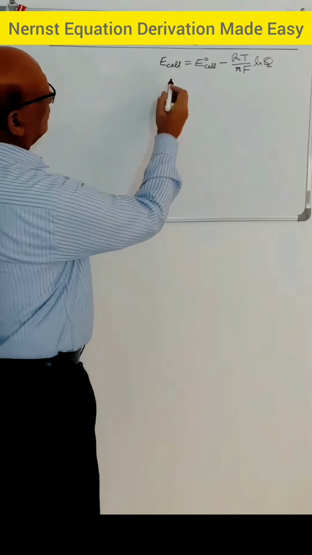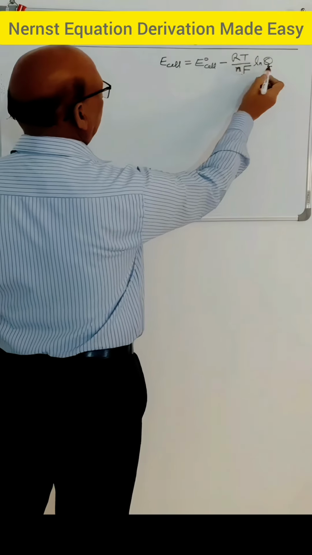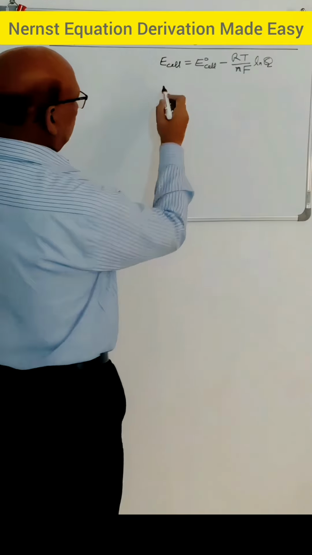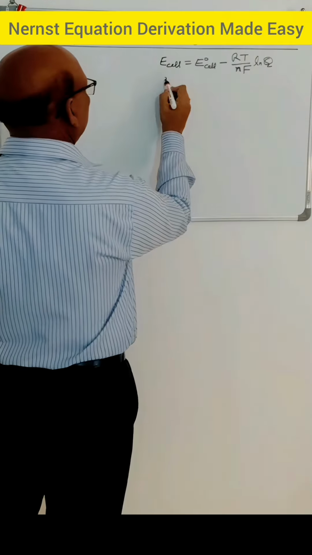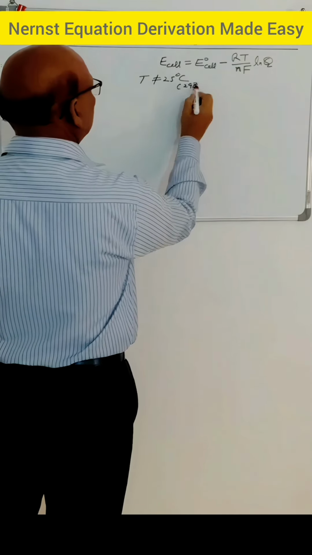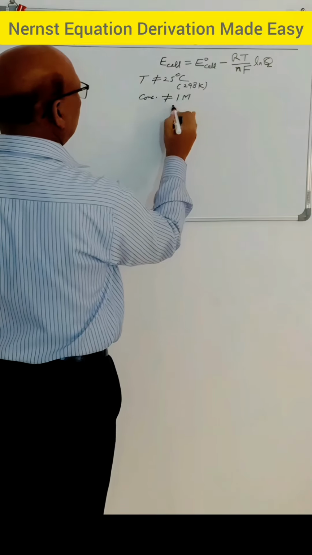We know that the Nernst equation is given by cell potential E cell equals E naught cell minus RT upon nF ln of Q. यहाँ पर E cell जो है, this is the cell potential developed by the electrochemical cell at some condition other than standard condition, that is when temperature is not equal to 25 degrees Celsius or 298 Kelvin and concentration in the half cells is not equal to the standard concentration of 1 molar.